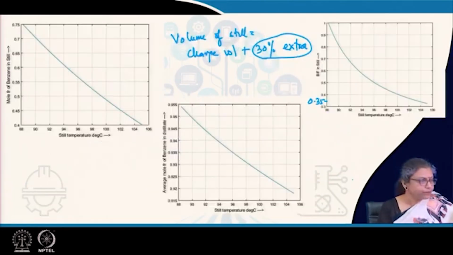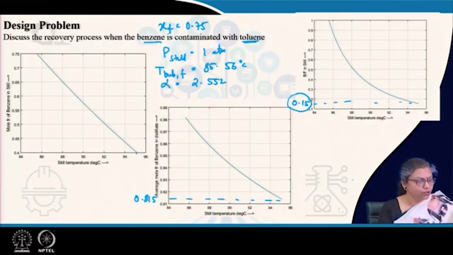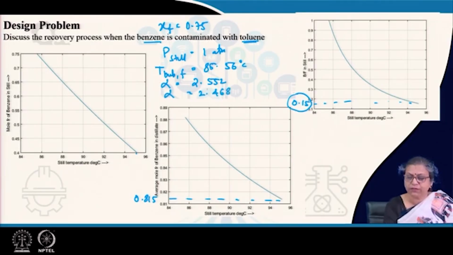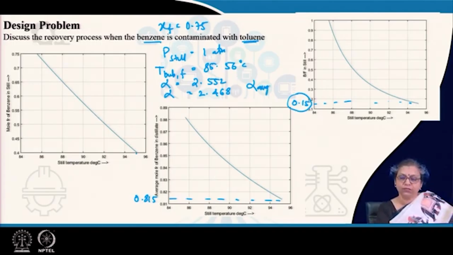For the case of toluene also, we had made the check; they were not extremely different. Initial alpha was say 2.552, the end alpha was 2.468. So in this case also the curves had been generated with an alpha average, but if you do it with the initial alpha also, it is not bad.